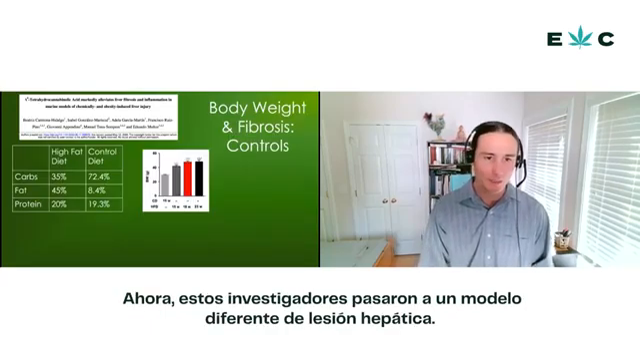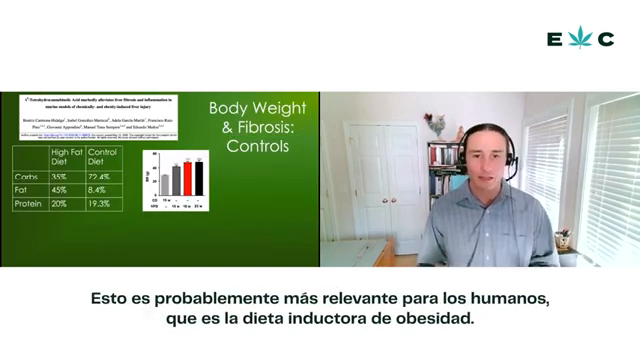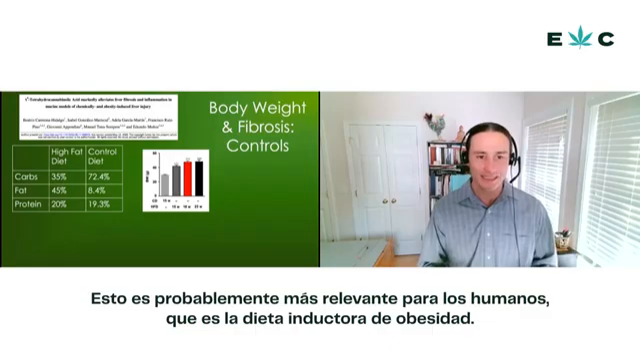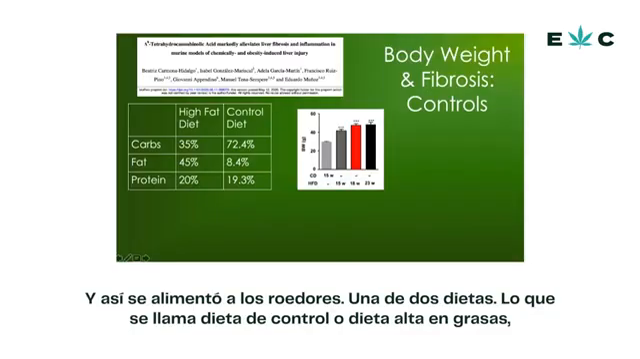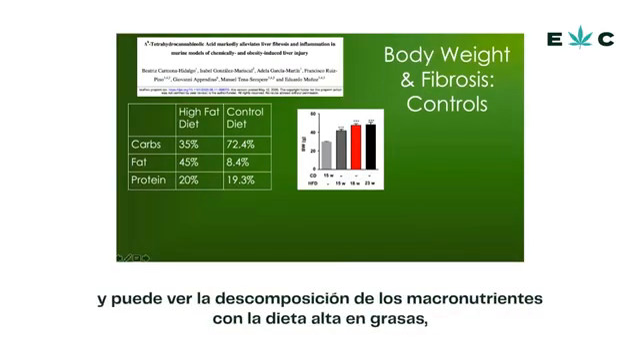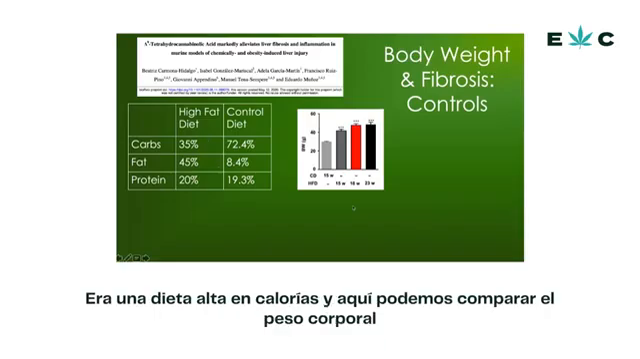Now, these researchers went on to a different model of liver injury, one that's probably more relevant to humans, which is the obesity-inducing diet. And so rodents were fed one of two diets, what's called the control diet or the high-fat diet. And you can see the breakdown of the macronutrients with the high-fat diet having higher levels of fat and lower levels of carbs. So it was a higher calorie diet.